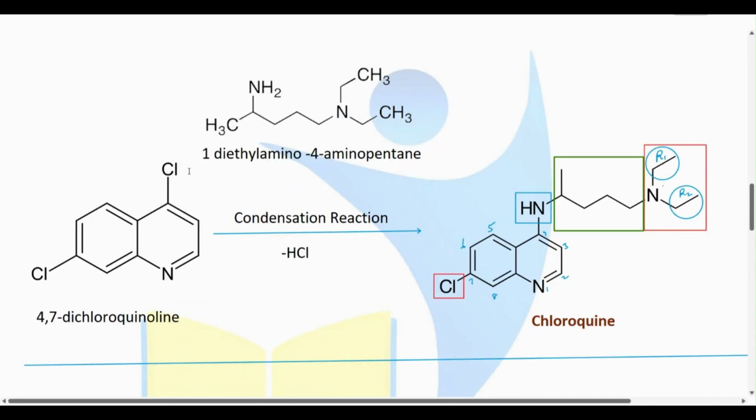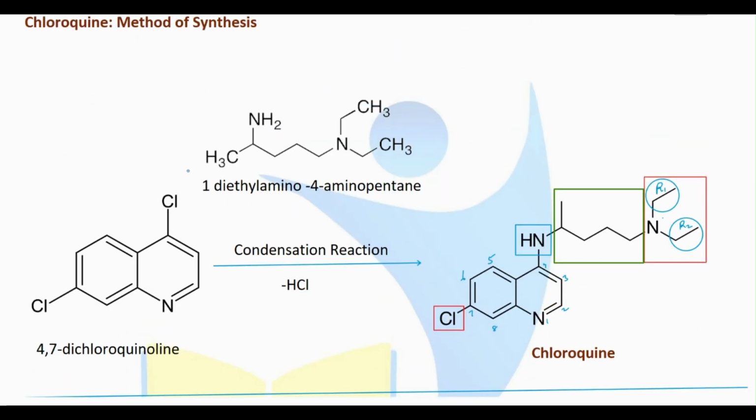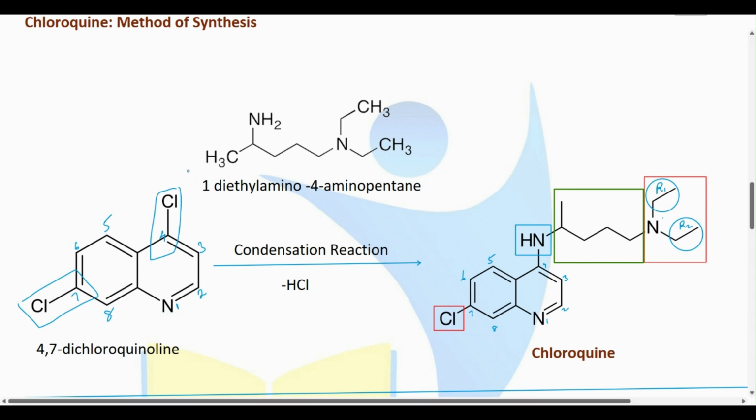Okay, so this is synthesized from 4,7-dichloroquinoline. So we know the quinoline structure. If we start numbering, it will start from the nitrogen atom and go like this, and this is the fifth position, 6 and 7, 8. So in the fourth position and in the seventh position, you'll be able to see that there is a presence of chlorine, right? So this is 4,7-dichloroquinoline, and here we will use another reagent, which is diethylamino 4-aminopentane.